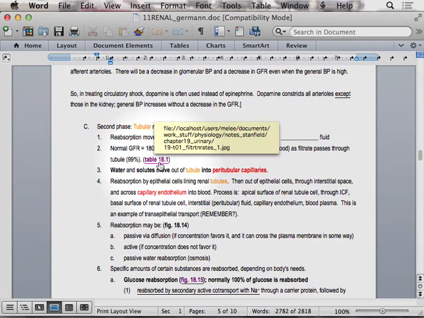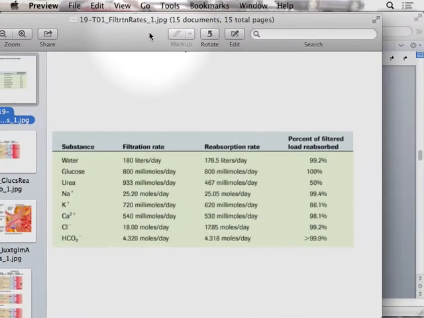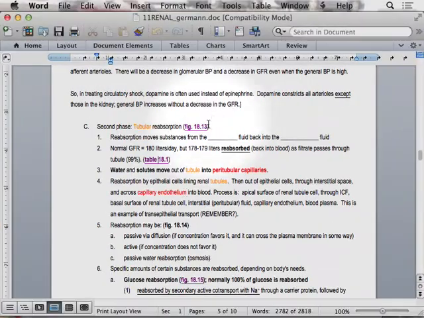So if you look at this table, you don't have to memorize the table. I just want to show you the approximate amounts. Water, you filter out 180 and you reabsorb 99.2% of that. Glucose, you try to reabsorb 100%. Urea, you sometimes reabsorb 50%. It helps maintain your blood pH. Potassium is the one that you lose the most, and we will see why today. And most of the other ones, 98, 99% of it is actually reabsorbed. So reabsorption is a very, very active process, super important.